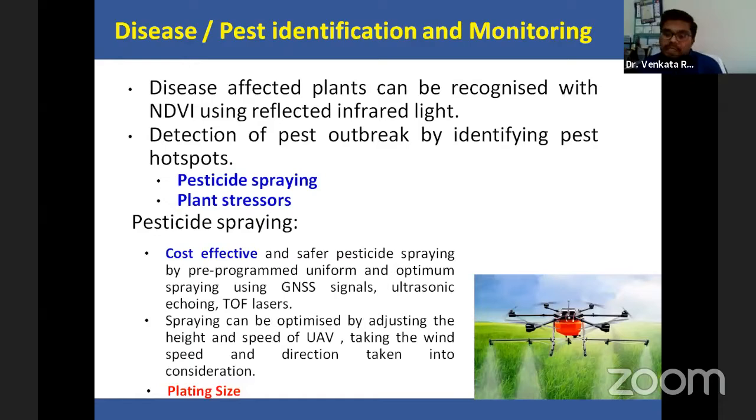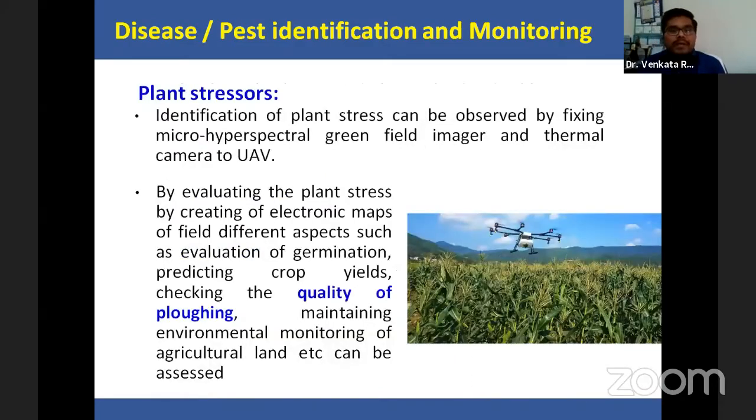Pesticide spraying is happening in developed countries, and we are also trying to use it. The problem is the planting size, so we will keep that in mind. Plant stress can be monitored, and a lot of sensors have been developed. Multispectral and hyperspectral sensors are well used, and people use them for species-level identification, what stress, and what kind of minerals are stressing the soils.